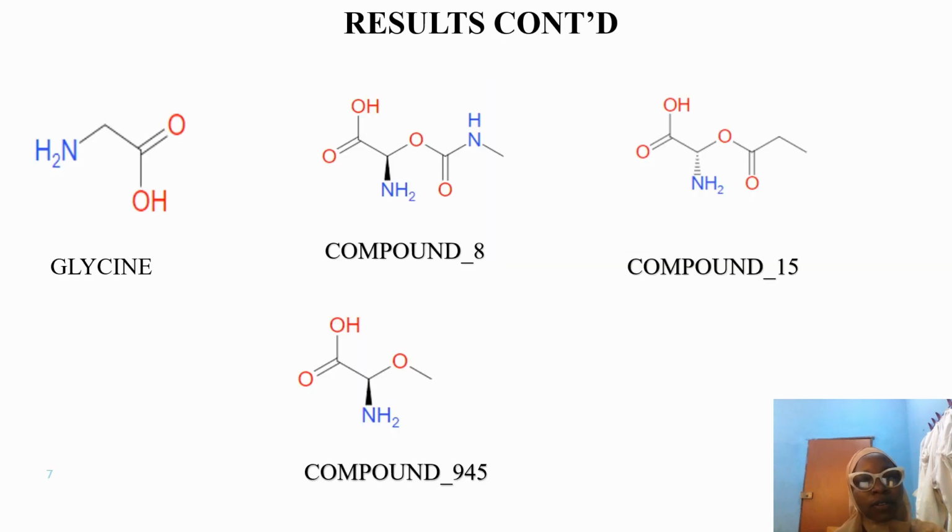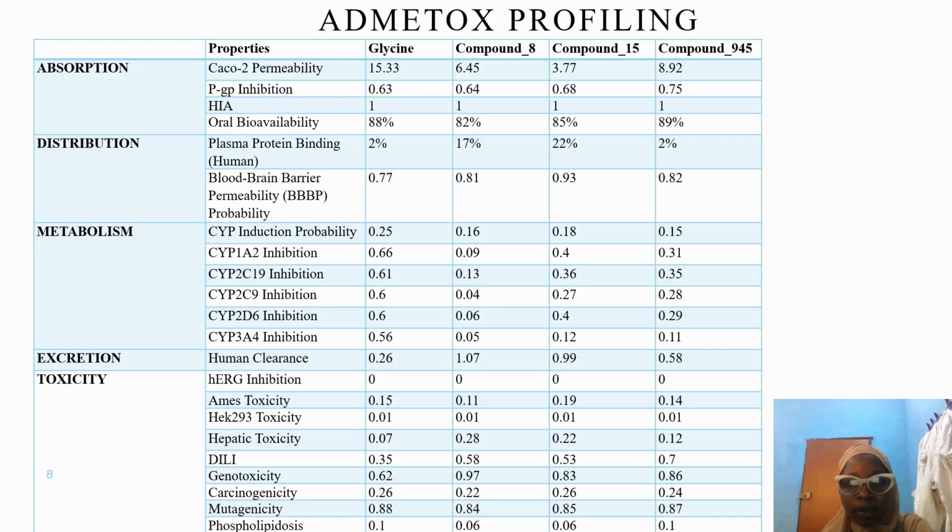These are the compounds selected. These are the selected compounds, with the best binding affinity, better agonist profile, and more stable structures compared to glycine. The toxicity profiling of the selected compounds with glycine shows that compound 15 has better blood-brain barrier permeability compared to others with 0.93 value, followed by compound 945 with 0.82 and compound 8 with 0.81.